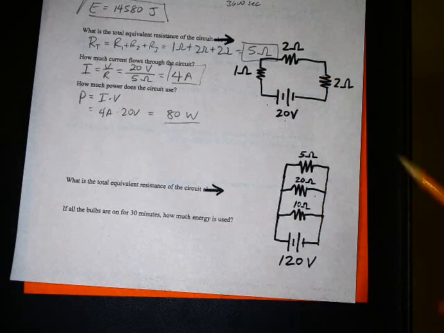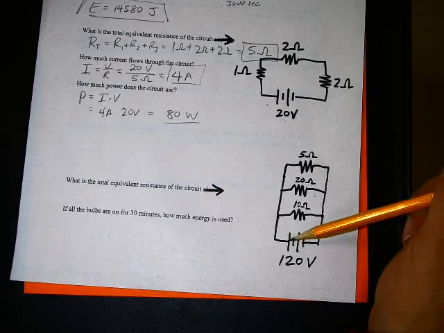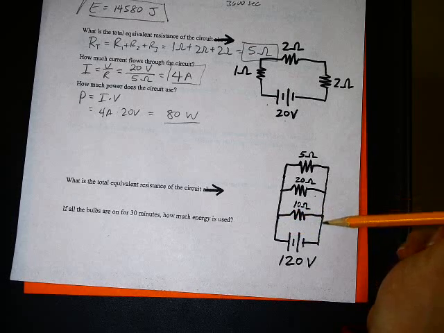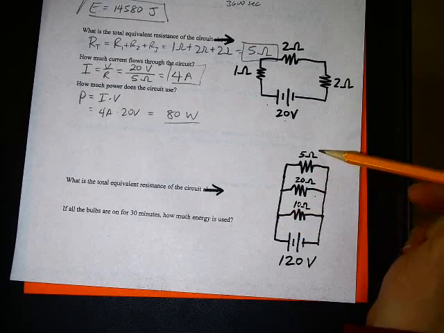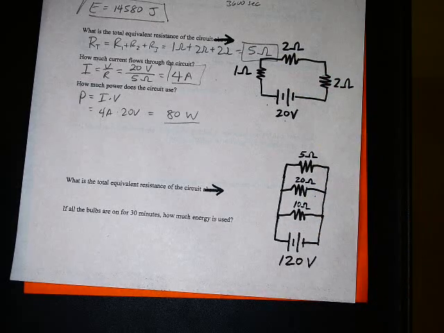So the total resistance is not just 10 plus 20 plus 5 anymore, because one electron may only go through this 10 ohm, and it doesn't have to go through the 20 and the 5 like this one. So there's different paths. So to find this total resistance, we have to add the inverses.